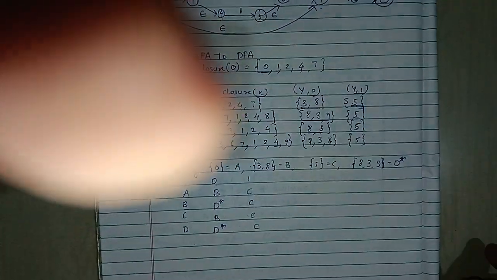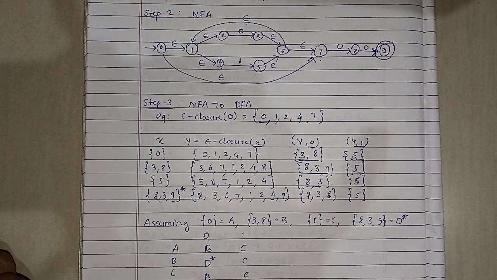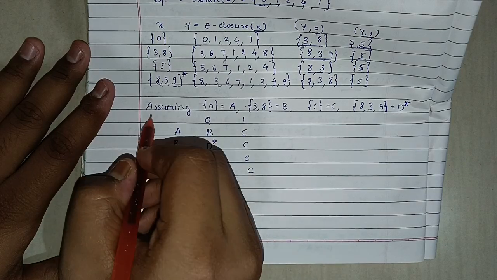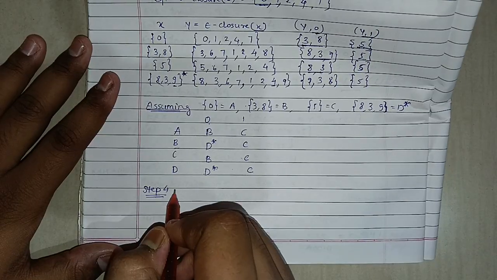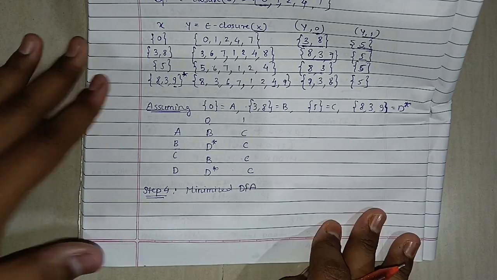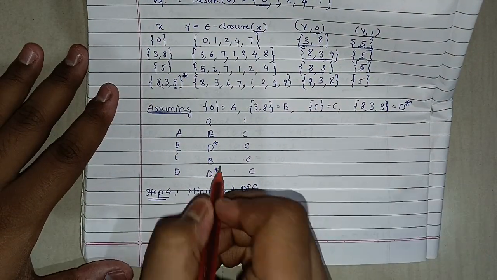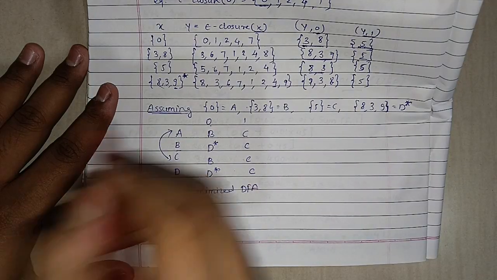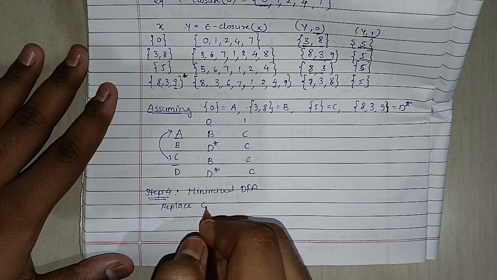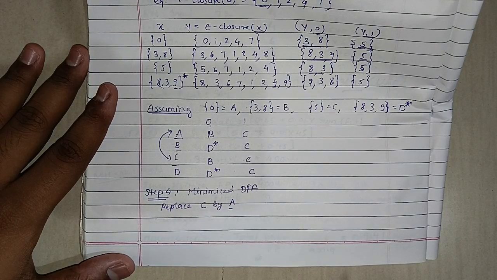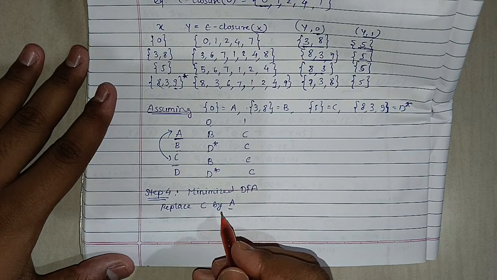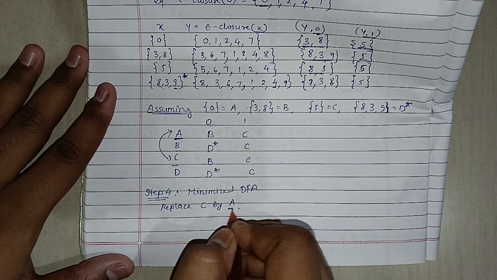Now what is our step 4? Our step 4. Okay, you can write here replacing also, that's not an issue. Step 4 is minimize DFA. Okay, as you can see, this and this are the same. Since A is a starting state, I will replace C by A. I can't replace A by C. I can replace C by A because A is a starting state.